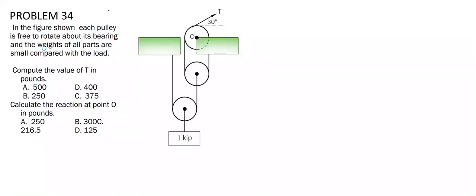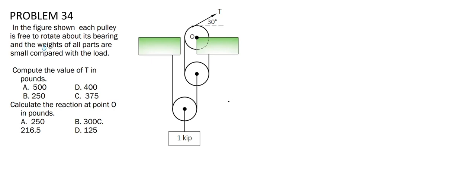Now for this problem, each pulley is free to rotate about its bearing. The weights of all parts are small compared with the load, and we are tasked to compute the value of T, that is the tension of the rope, in pounds. And we are also tasked to calculate the reaction at point O, that is found here, in pounds.